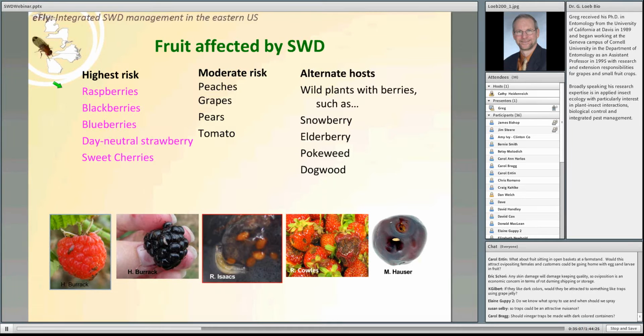Carol Bragg asks, should vinegar traps be made with dark color containers? And again, I'll talk about that in a little bit in terms of monitoring, but it does appear perhaps that red-colored or dark-colored traps may be a little more attractive, although it hasn't been a huge difference between that and clear containers in terms of the traps. But it doesn't hurt, perhaps, to have dark colors.